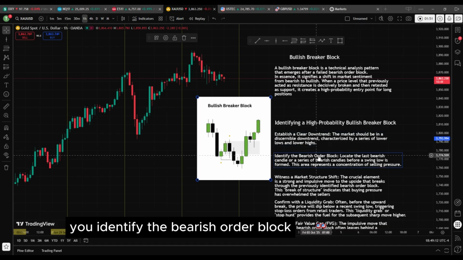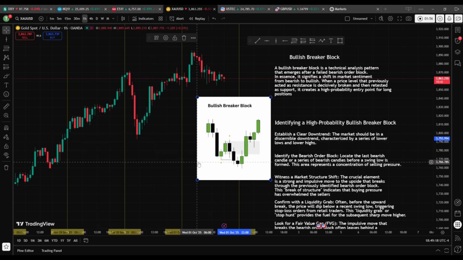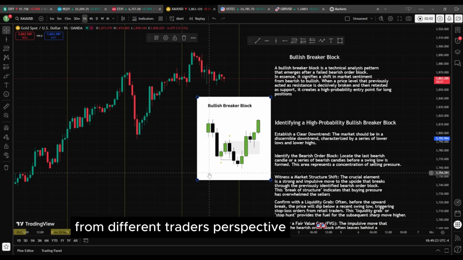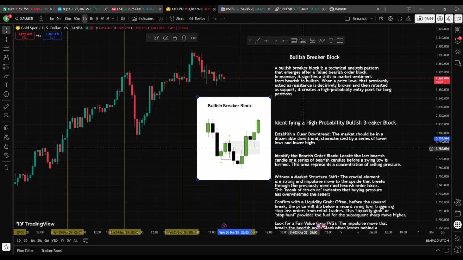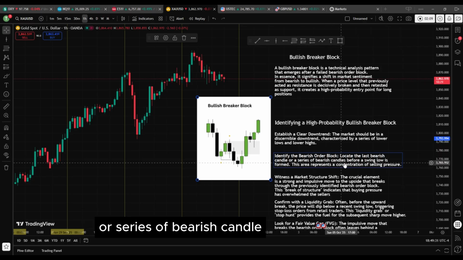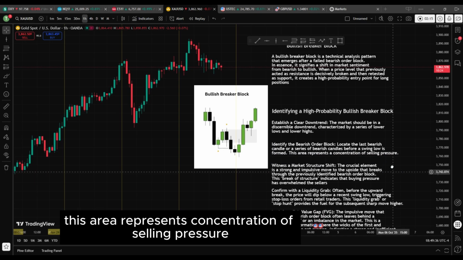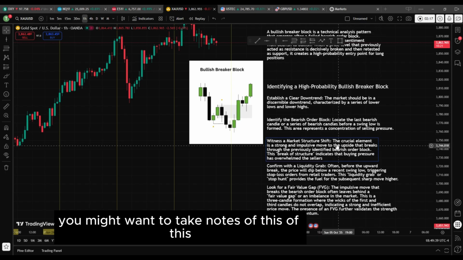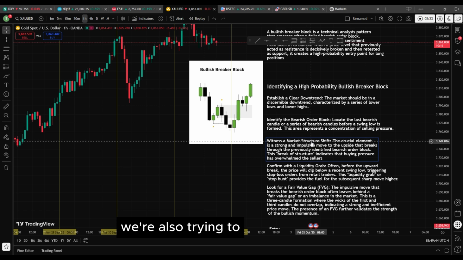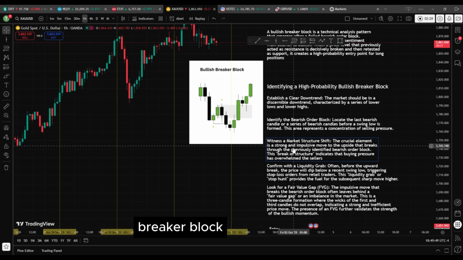You identify the bearish order block as the last bearish candle or a series of bearish candles. But this explanation actually differs from different traders' perspectives. You identify a bearish order block, look at the last bearish candle or series of bearish candles before a swing low is formed. This area represents a concentration of selling pressure. You might want to take notes of this write-up that I have here, trying to pick out the key points of identifying a bullish breaker block.